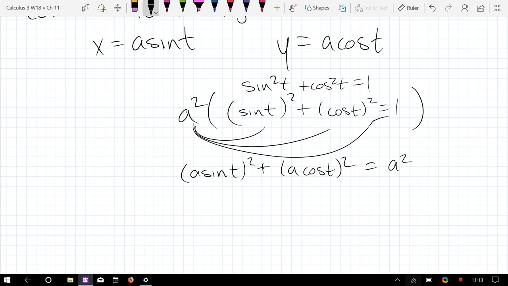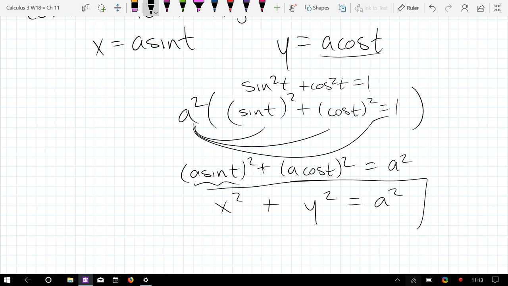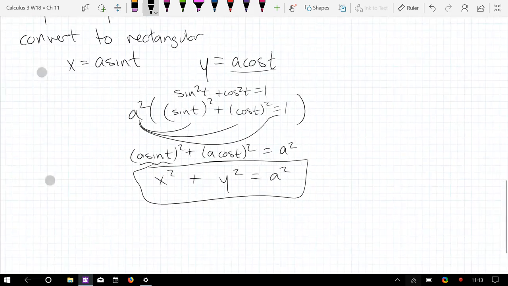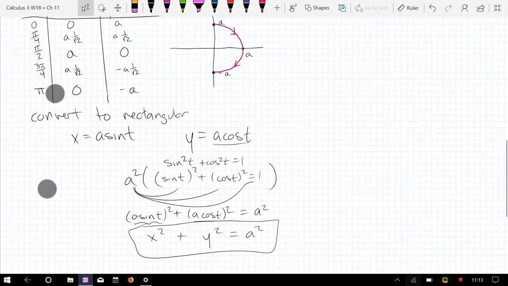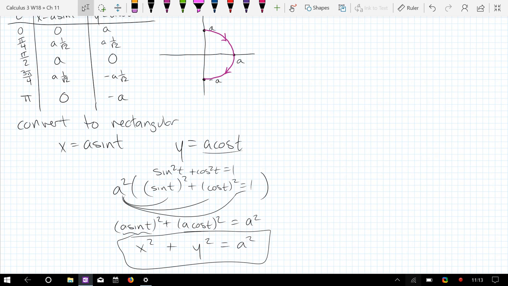Now, a sine t is just x. So we get x squared plus a cos t, which is y, squared equals a squared. And that should be a familiar equation of a circle with radius a centered at 0, 0. So there's our rectangular equation right there. Now, remember, the information you lose is basically what portion of the curve you're using and what orientation the curve has. So if I graphed a circle, it would just basically cover up.